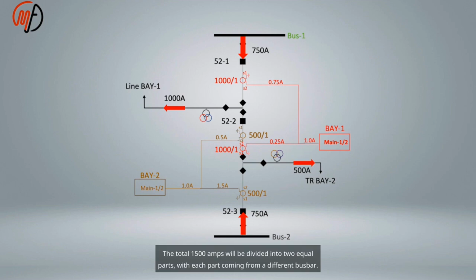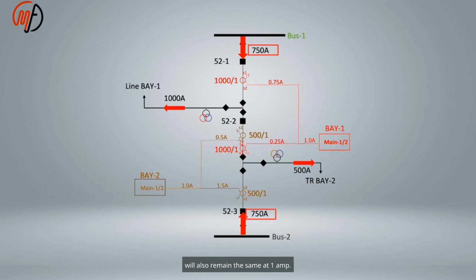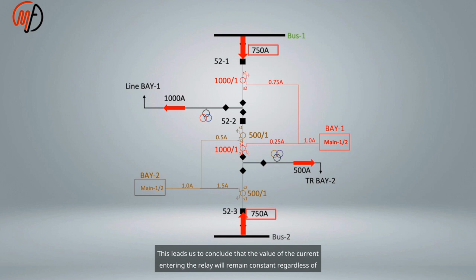The total 1500 amps will be divided into 2 equal parts, with each part coming from a different bus bar. The vector sum of the currents on P1 main relays will remain the same at 1 amp, and on P2 main relays it will also remain the same at 1 amp. This leads us to conclude that the value of the current entering the relay will remain constant regardless of whether the circuit breakers are open or closed.